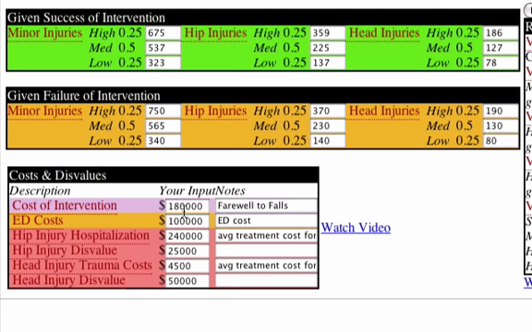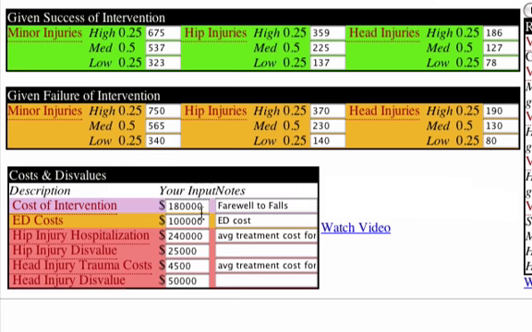And finally, the costs. The costs basically are about, well, what's the price of actually implementing this intervention? So let's say $180,000 for this program is the asking amount to fund it. Then there are the emergency department costs per visit of minor injuries. There's a hip injury hospitalization cost. So this is the average treatment cost plus the post-operative care. And there's the head injury trauma cost. And then finally there are the DIS values for both of them.